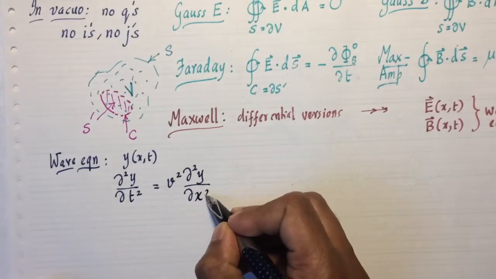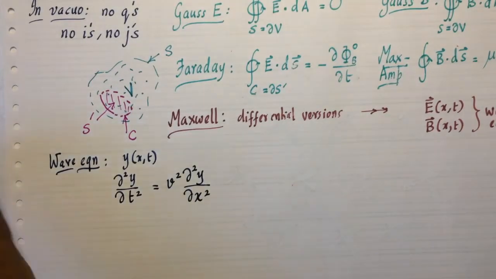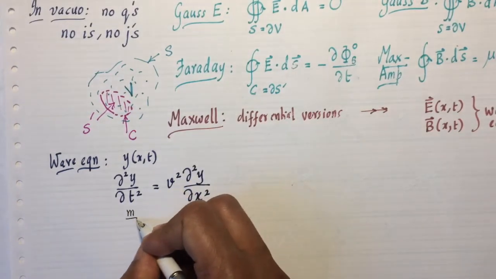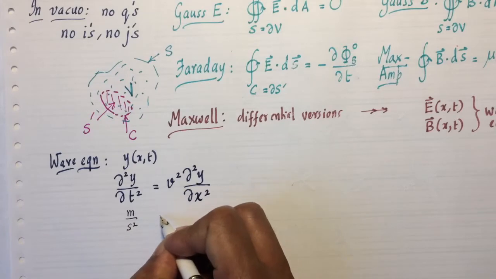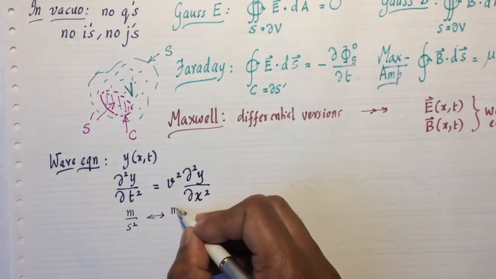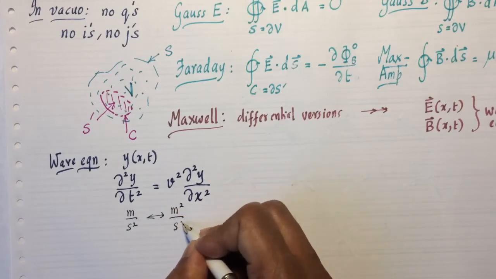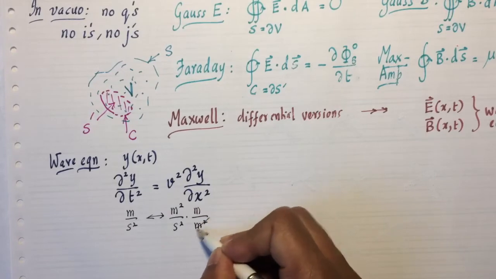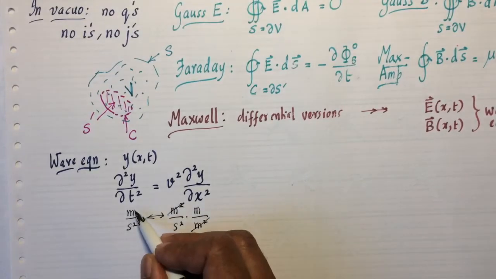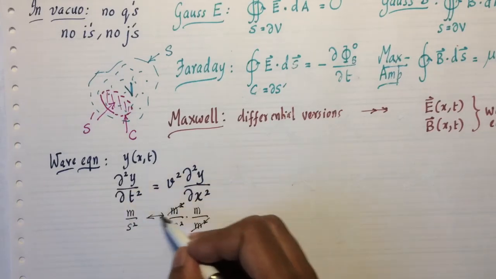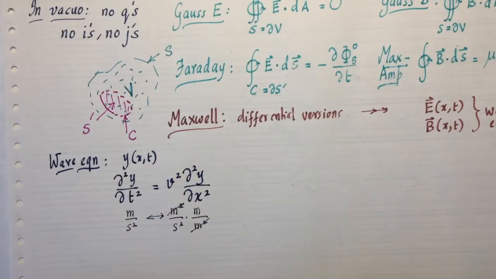Now this makes dimensional sense because on the left side I have y, let's say it's measured in meters. So I have meters per second squared here, and on the right side I have velocity, which is meters per second. When I square it, I get meters squared per second squared, and then here I have meters over meters squared. So I have the meters squared cancelling out, and the left side is meters over second squared, the right side is also meters over second squared. Anything that satisfies this is known as a wave equation.